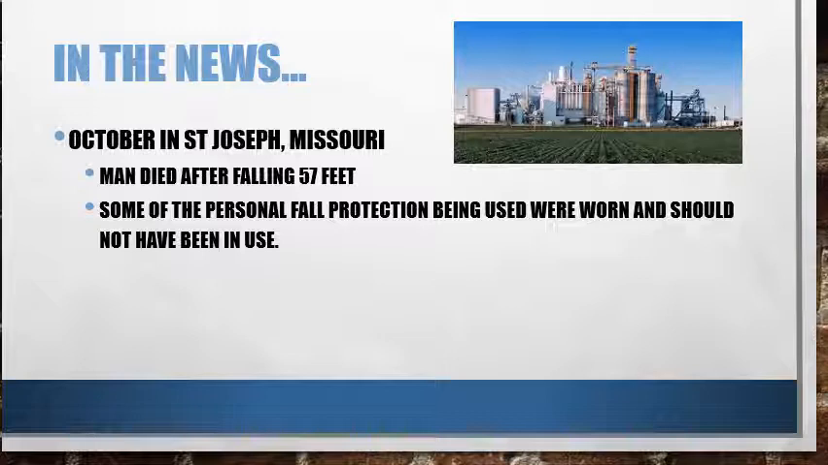Don't know if you heard, but in the news recently there was a man who died in St. Joseph, Missouri in October after falling 57 feet. When OSHA inspected the work site after his death, some of the personal fall protection being used was found to have been worn out and should not have been in use. So these are very important safety guidelines to be compliant with.